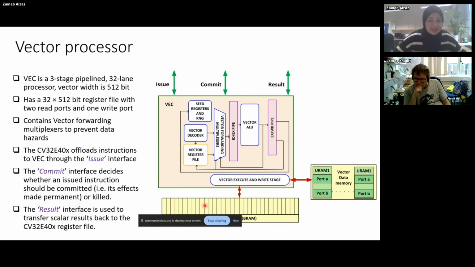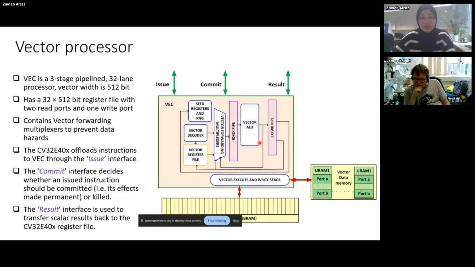I'll tell this in a later slide, but I would like to explain what commit is. Commit is again an interface that decides whether the instruction is good and should be executed. Otherwise, if it's not, then it should be killed. And the result interface is used to transfer the scalar results back to the CV32 register file.